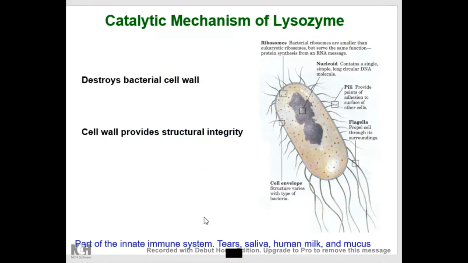Lysozyme is an enzyme that destroys the bacteria cell wall, and by doing that it deprives the bacteria cell wall of structural integrity, and the bacteria die. So you can say that lysozyme is a part of the innate immune system in animals, and it is found in such liquids as tears, saliva, human milk, and mucus.